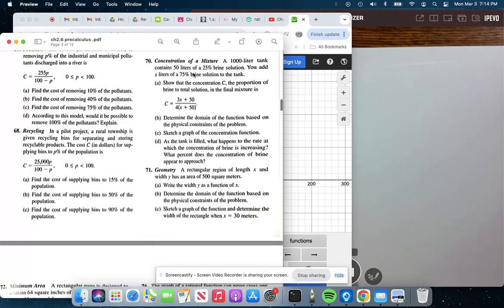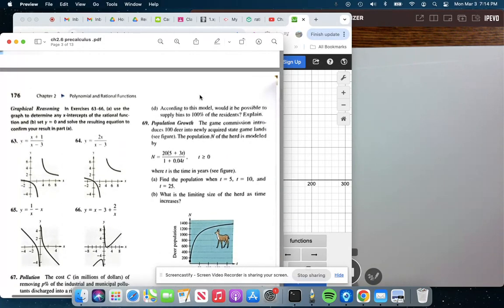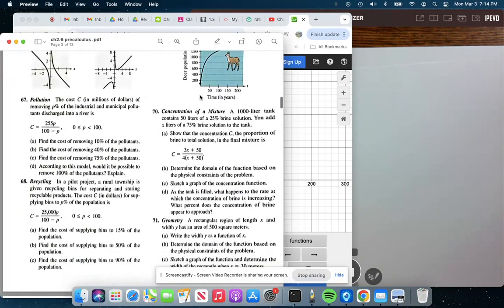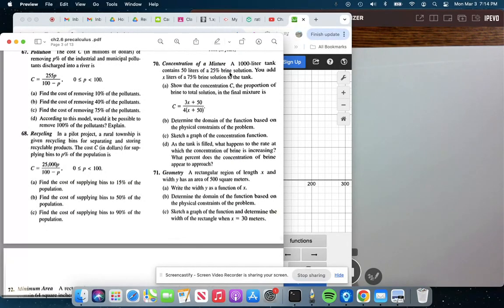So problem 70, which is on page 176 in your textbook, says a 1,000 liter tank contains 50 liters of a 25% brine solution. You add x liters of a 75% brine solution to the tank. A, show that the concentration C, the proportion of brine to total solution in the final mixture, is this.